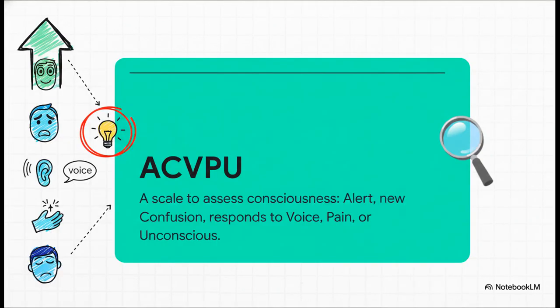And the best tool for this is the ACVPU scale. It's so fast and simple. A is for alert, C for new confusion, V for response to voice, P for response to pain, and U for unconscious. And let me tell you, that C for new confusion is so important. It's often one of the earliest signs of deterioration, and it's really easy to miss.